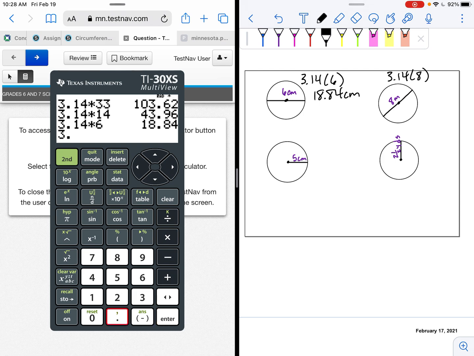So I'm going to do 3.14 times 8. Oops. Equals, whoops, do it again.